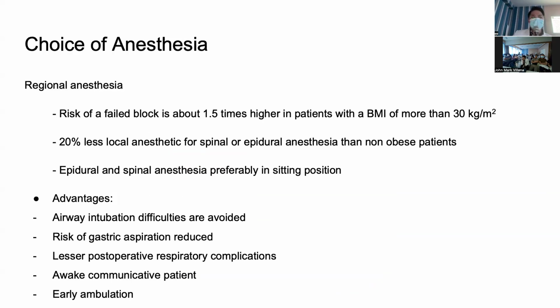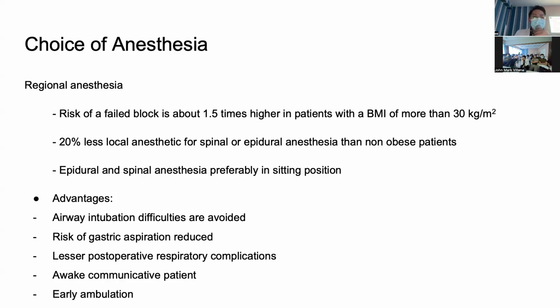Now, for the choice of anesthesia, it may be technically difficult in obese patients since landmarks are skewed with excess adipose tissue when it comes to regional anesthesia. So the risk of a failed block is about 1.5 times higher in patients with a BMI of more than 30, and they need 20% less local anesthetic for spinal or epidural than non-obese patients. Epidural and spinal anesthesia are preferably done in sitting position.